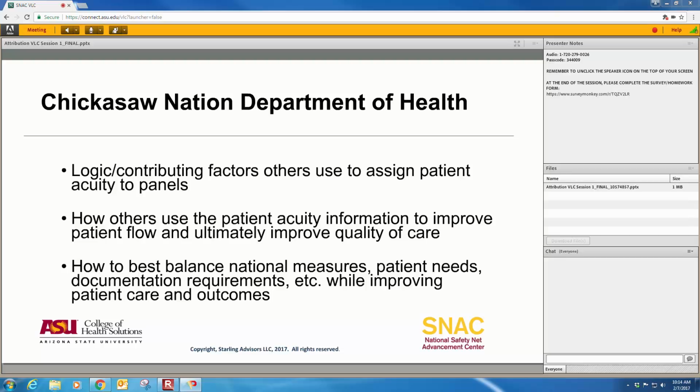And what I hoped to learn from this collaborative, we are really trying to use our software and different things to establish patient acuity and panels. So just the logic and contributing factors others have seen success with to assign patient acuity to panels, and how others use this information to provide improved patient flow and ultimately, of course, quality of care, and then how best to balance the requirements of these national measures, patient needs, the various documentation requirements, all still while improving patient care and outcomes, and then to add to that, managing the costs associated with all of that.